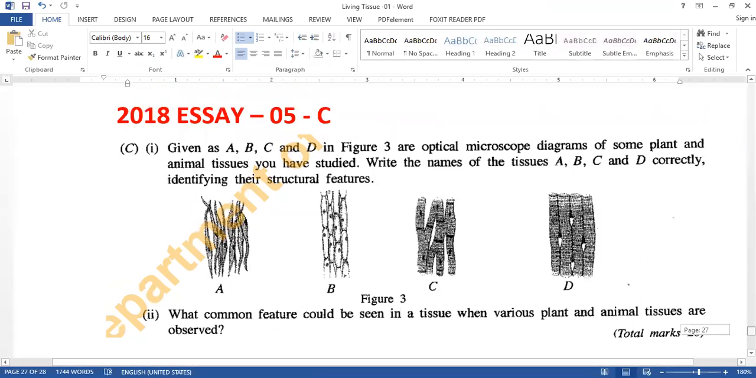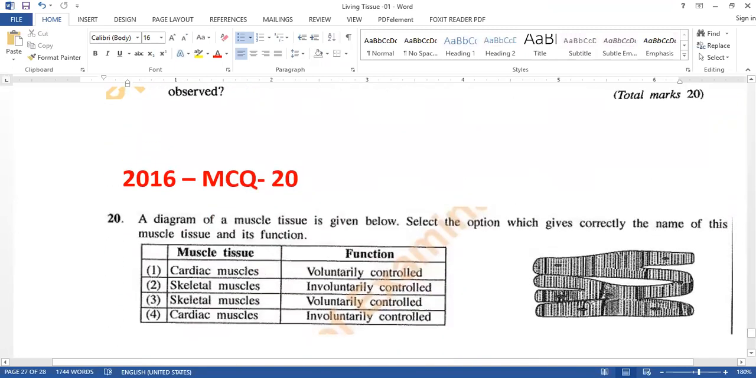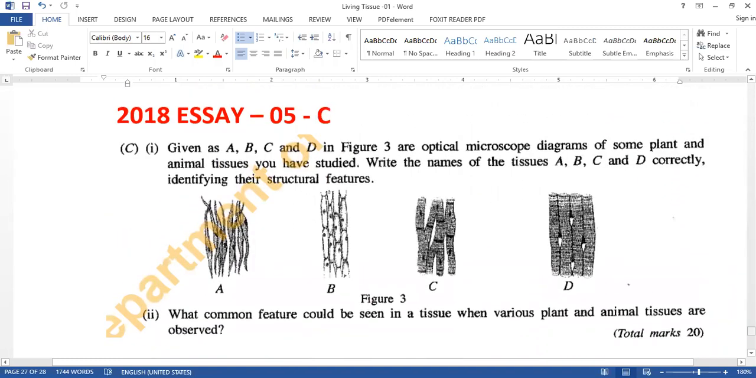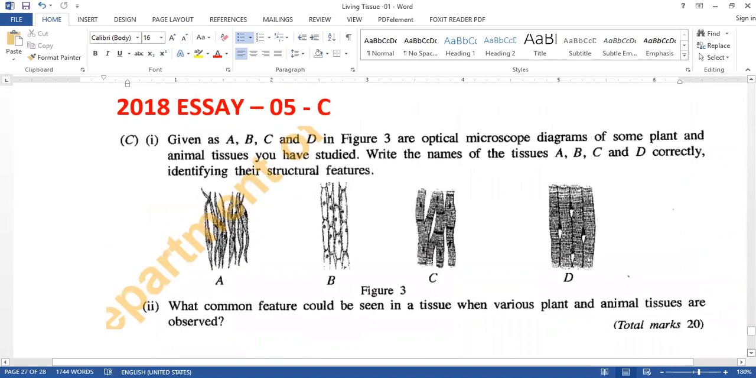So past paper in hand right now. 2016 MCQ number 20. A diagram of muscle tissue is given below. Muscle tissue question normally comes, right? Select the option. And the xylem, phloem are different types of cells, sir. Different types of cells. That is why we say complex tissue.